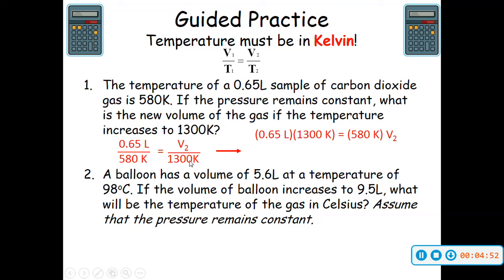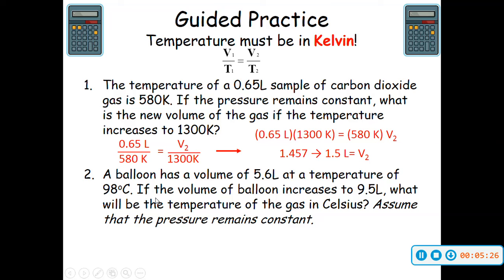We cross multiply 0.65 times 1300 Kelvin, and then we multiply 580 Kelvin by our unknown V2. To solve this, we multiply these two values, and then divide by 580 so we can find our unknown. The value that you get should be 1.457, which rounds to 1.5 with the correct number of significant figures. If you want to do number 2 on your own, please go ahead and pause the video.